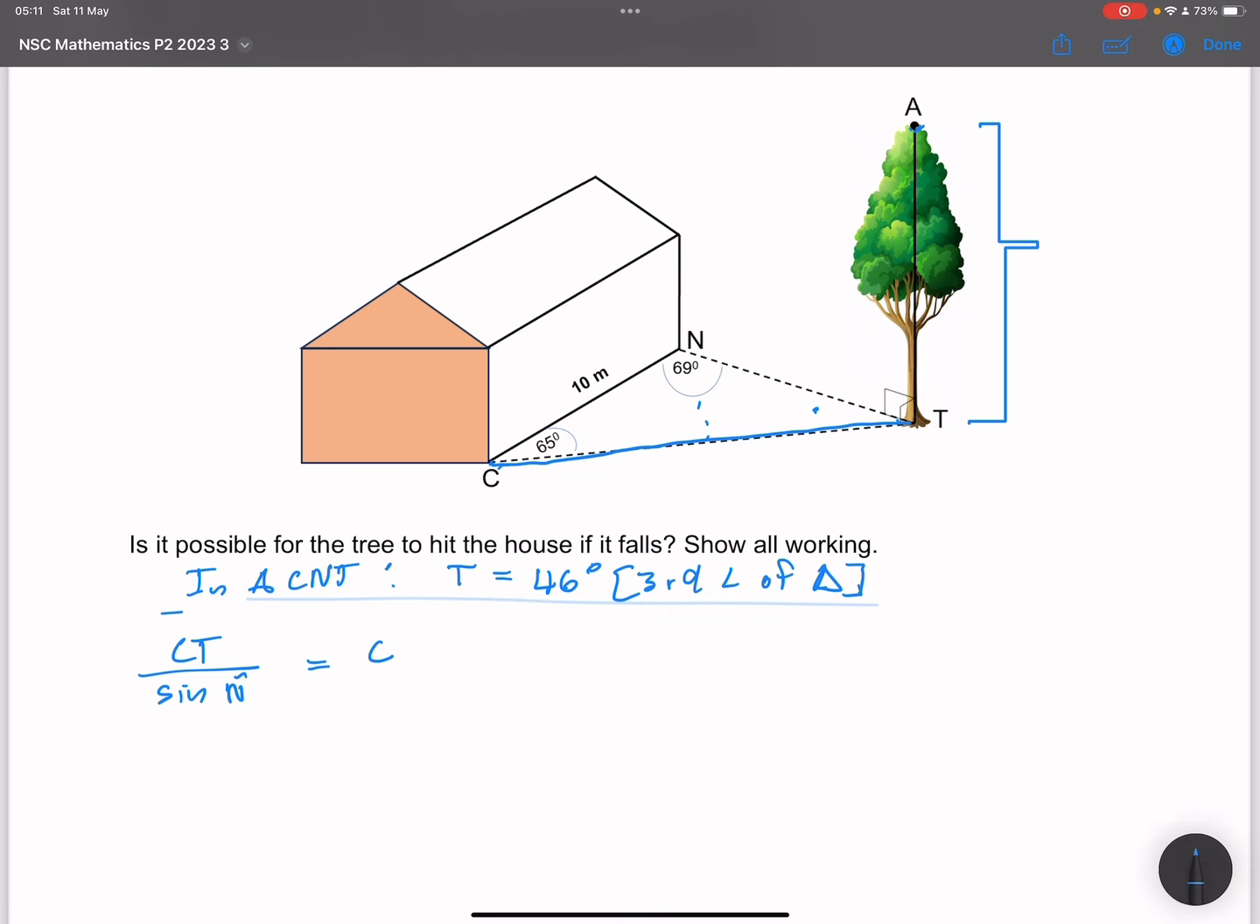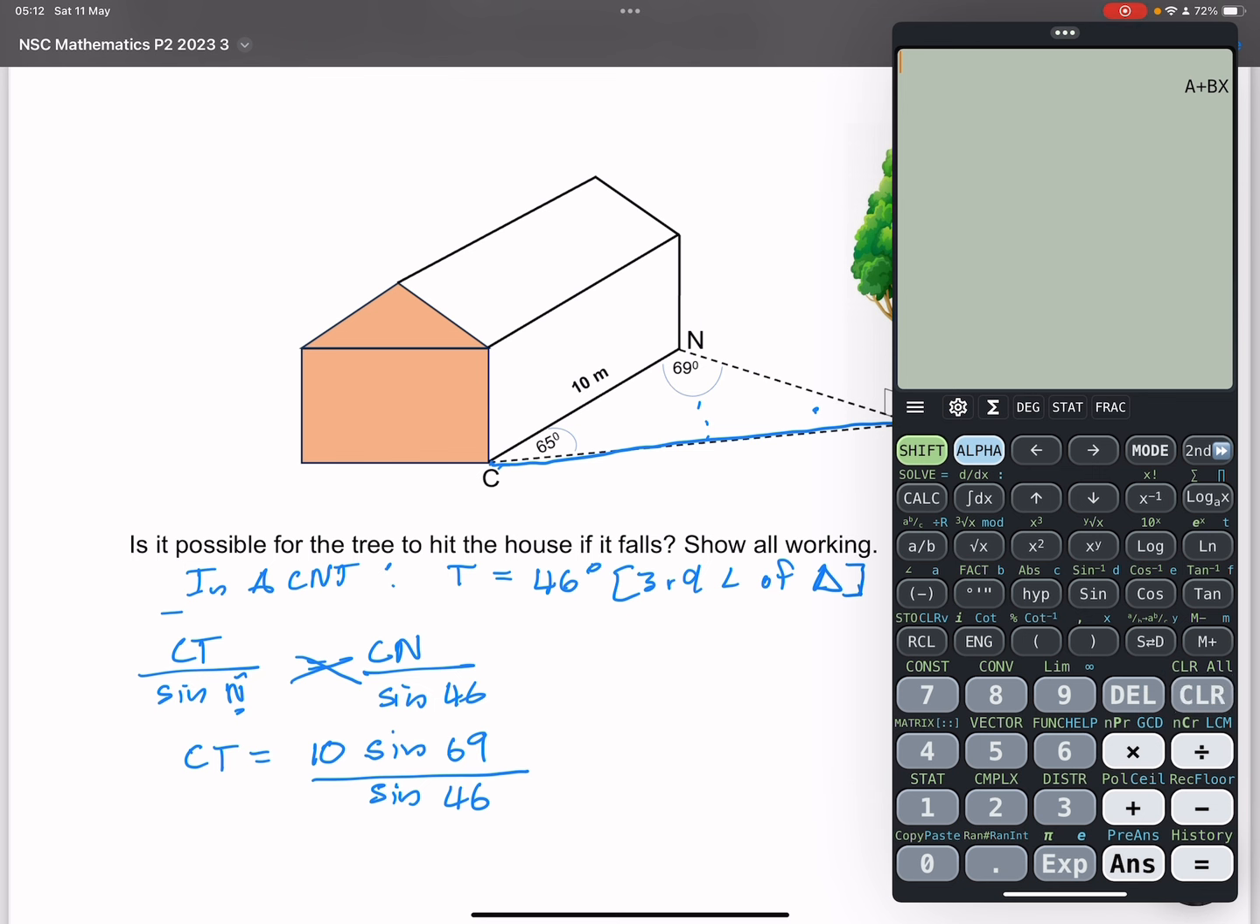Right, so CT is the side that's given, over the sine of 46 degrees. To find the value of CT, we cross multiply. That's going to be CT times sine N. So CT is 10 times the sine of N, which is 69, divided by the sine of T, which is 46. So sine of 46. What do we get there?